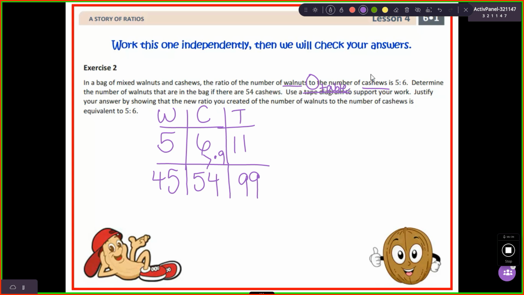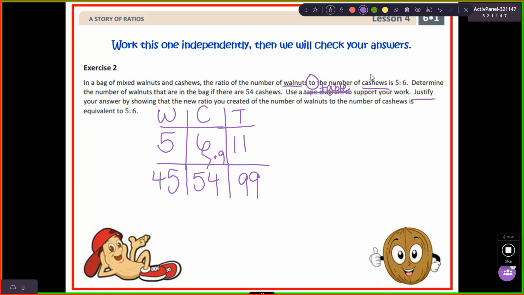Did we use a table to support our work? When you use a table, not only do you support your work, you also justify your answer. So do I need to draw out any more work? No, I just need to answer the question. It says justify your answer by showing that the new ratio created, the number of walnuts to the number of cashews, is equivalent to 5 to 6.